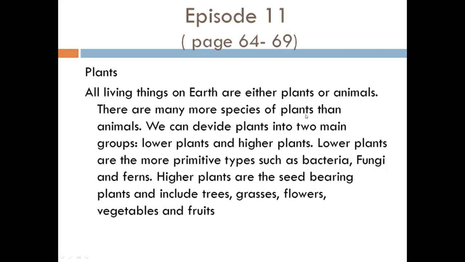We can divide plants into two main groups: lower plants and higher plants. Lower plants are the more primitive types, such as bacteria, fungi and ferns.